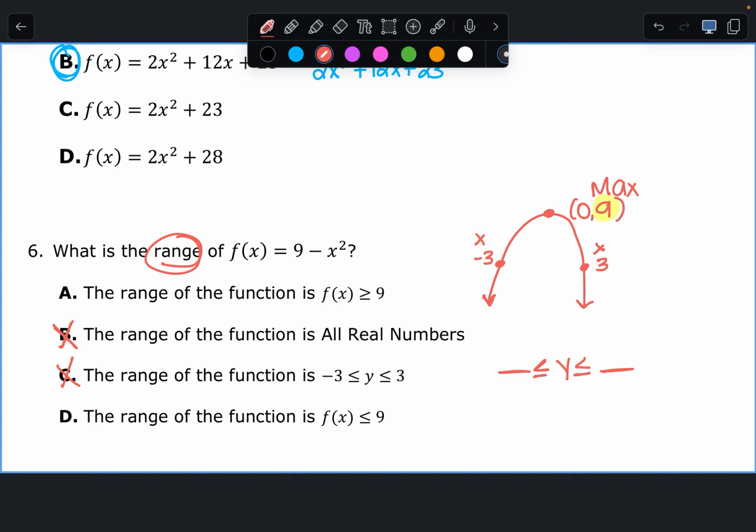Now, 9 is a max. Your max goes at the end, making the front negative infinity. So, because I'm only keeping the y and the 9, am I going to have to flip this one? No. Your answer will be D.